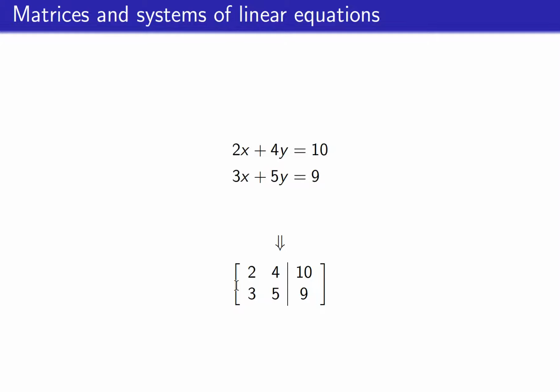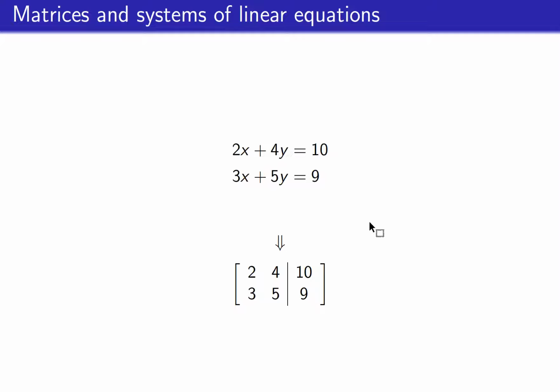These equations now correspond to rows. This first row is the equation 2x plus 4y equals 10. This second row is 3x plus 5y equals 9. That's how you read this. I put a vertical line here, and the vertical line is just a reminder of where the equal signs go. We're not going to really do anything with that vertical line. This is called an augmented matrix, just adding this line here. But other than that, this is basically a matrix. You've got rows and columns.